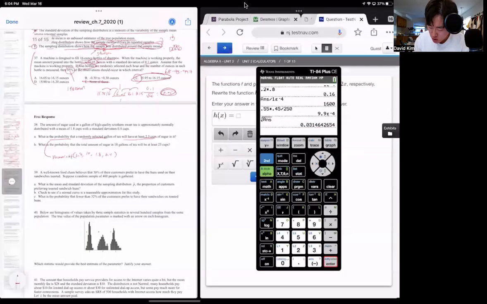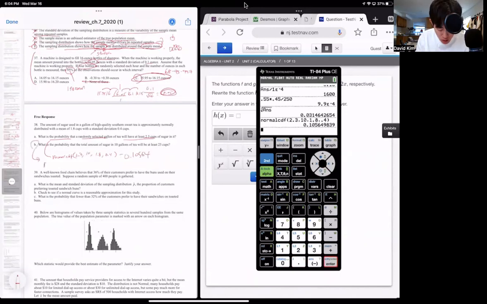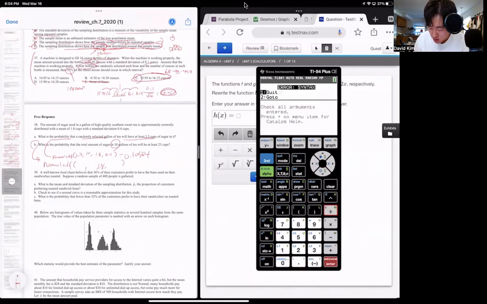So with those numbers, I can actually just type them in. 2.3, upper 10, 1.8, 0.4, paste, bam. So that's the probability of 0.10564. Now, when you do part B with normal CDF, this is the part where I said I really don't like the way that they phrase these words. We have 10 gallons of tea, which means our standard deviation will be divided by the square root of 10. So 0.4, which is our original standard deviation, we're going to divide by the square root of 10, which is the sample size. That's going to give you a standard deviation of about 0.126.